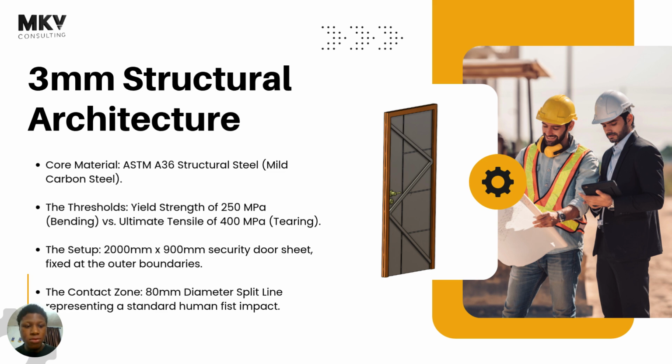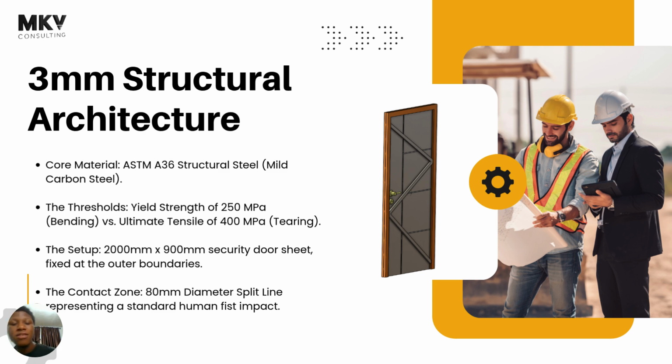Now let's talk about the threshold, the ultimate tensile strength. These are just properties of the materials themselves. Now the setup: the door is a 200 by 900 millimeter security door. So basically, we know it's an average sized door, a huge door.